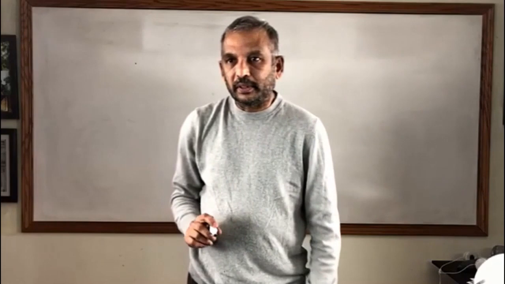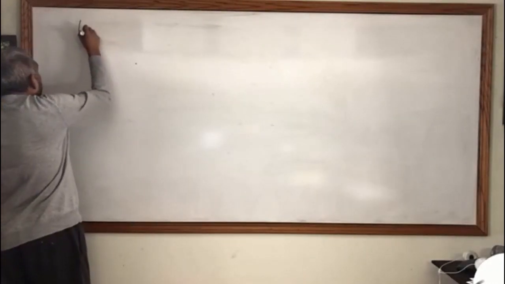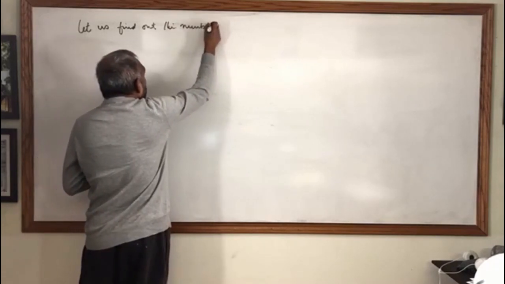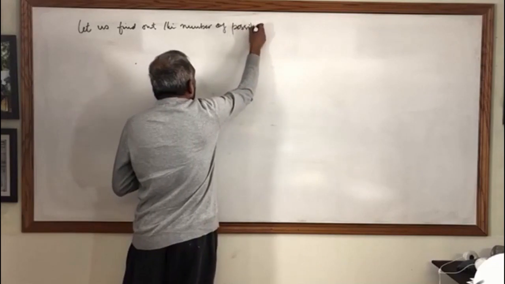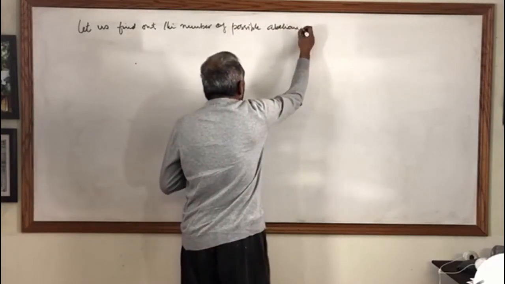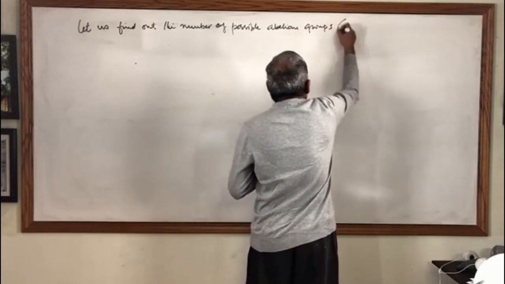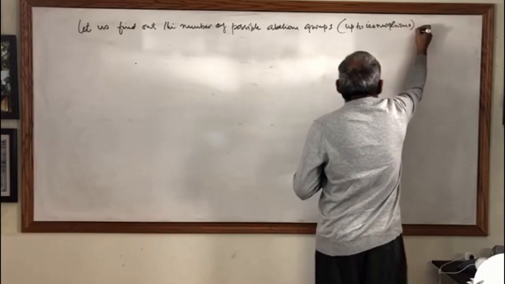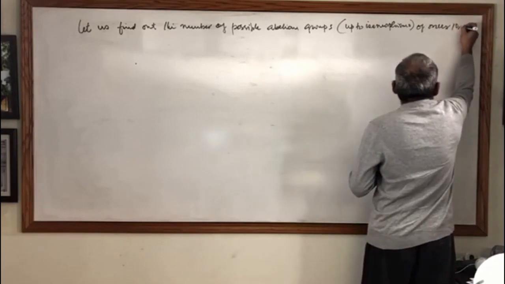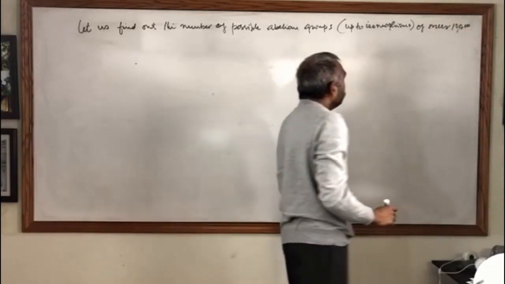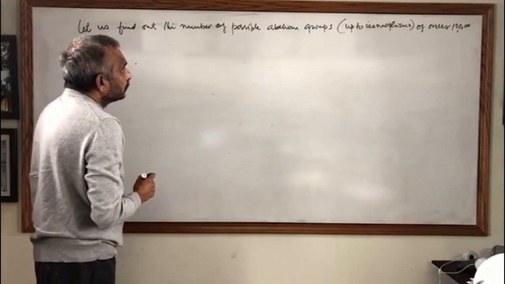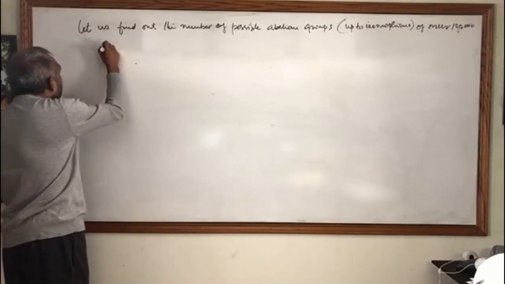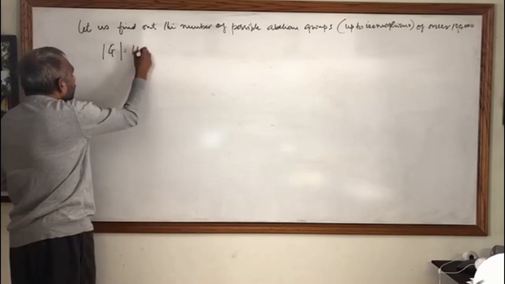So let us do a problem using this result. Let us find out the number of possible Abelian groups, up to isomorphism, of order 100,000. So 100,000 means the order of G is 10 to the power of 5.